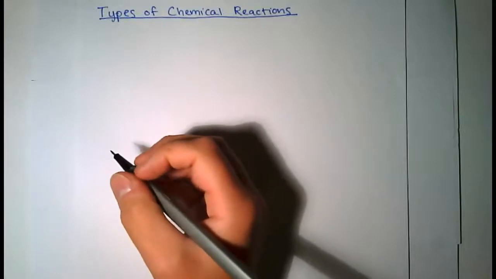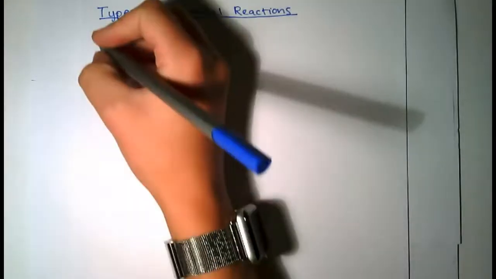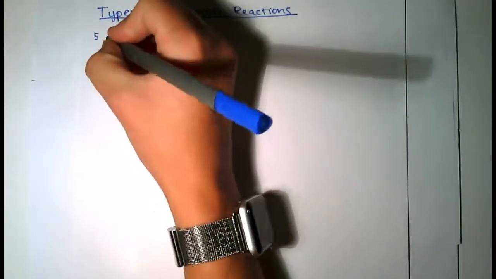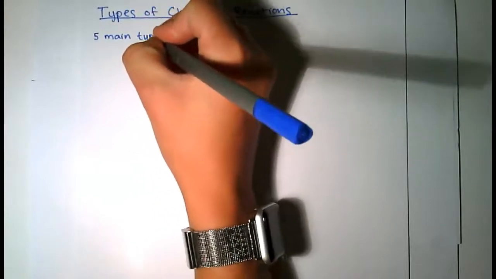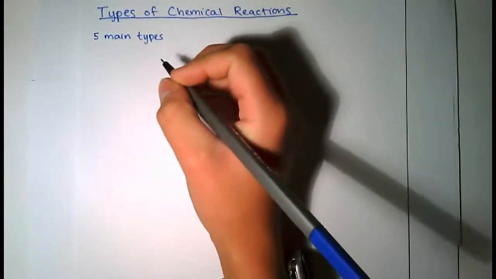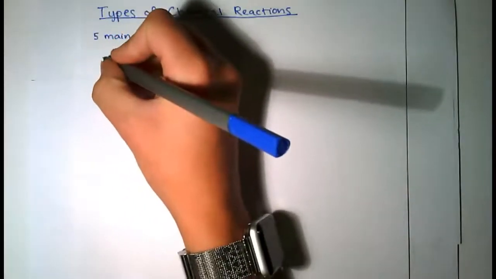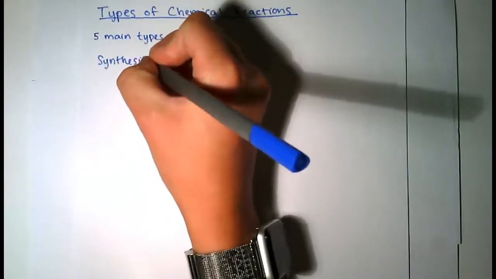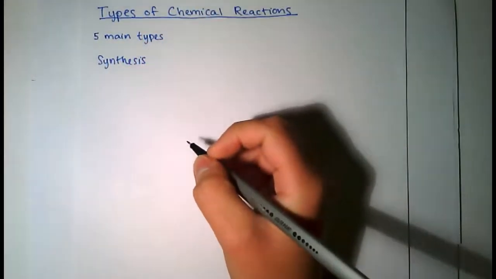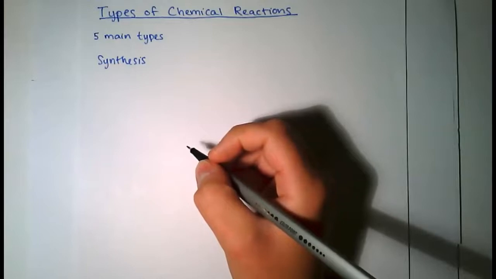In this video, we are going to discuss the different types of chemical reactions. There are 5 main types of chemical reactions, and we are going to first talk about the general form that they take. The first type of reaction is called a synthesis reaction. In this reaction, there are 2 elements or compounds that are coming together to form a larger compound.